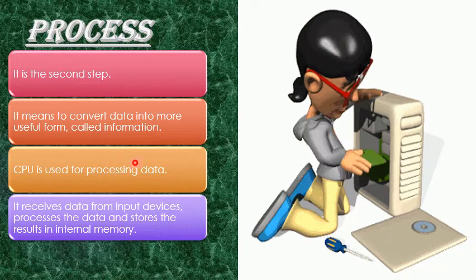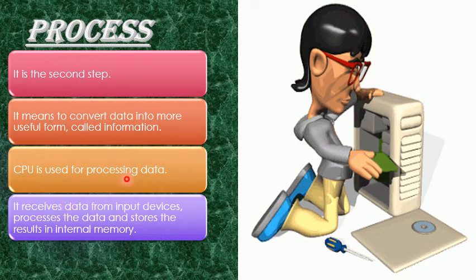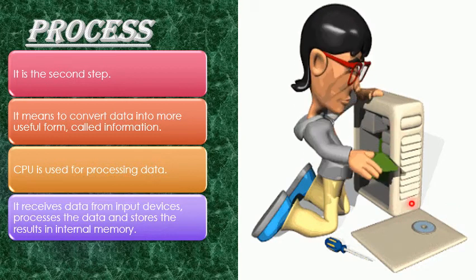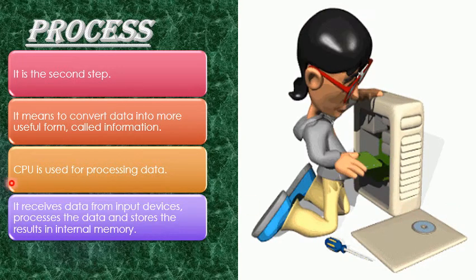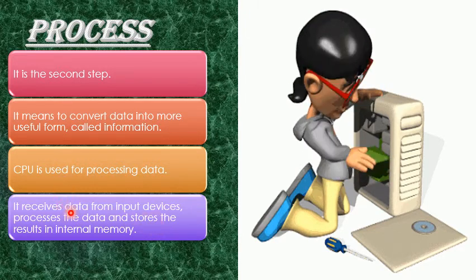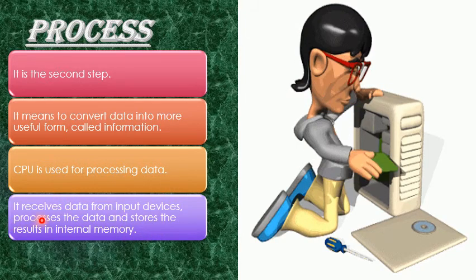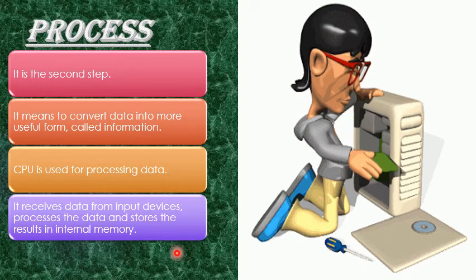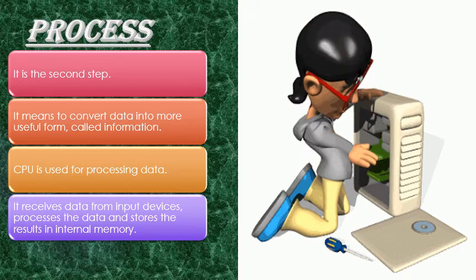CPU is used for processing data. Which device is used to process data? That is CPU. CPU is something that looks simple from outside, but it is not. It receives data from input devices as we have discussed. Now what does it do? It processes the data and stores the result in internal memory. So how is it happening?